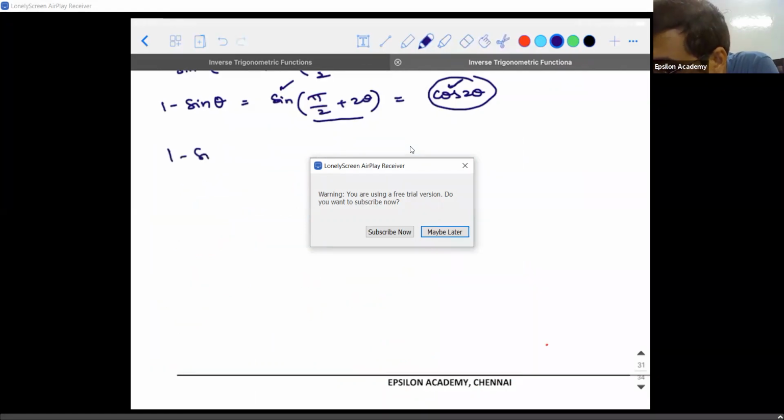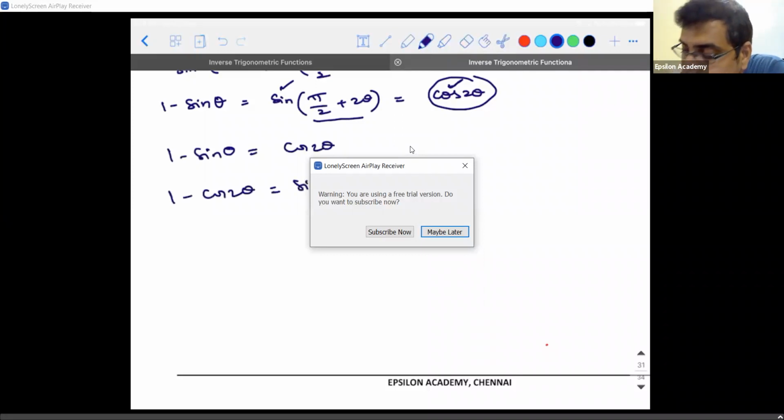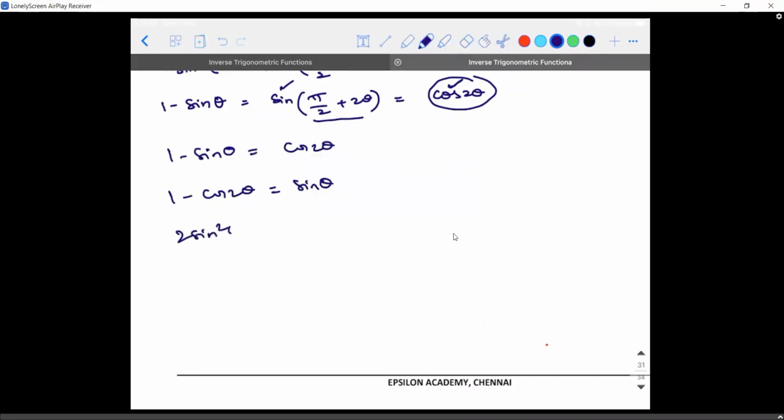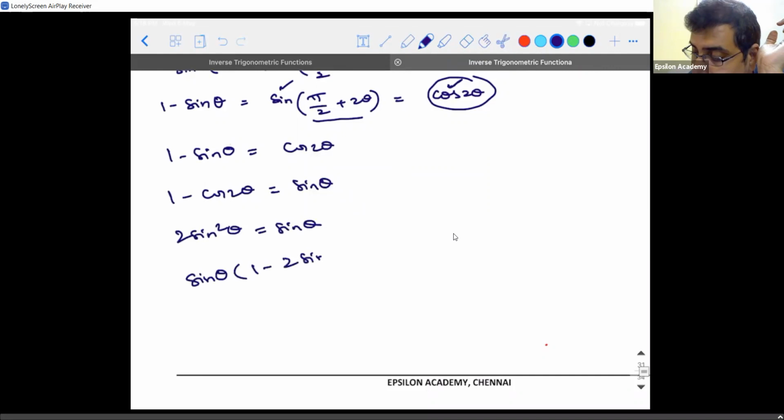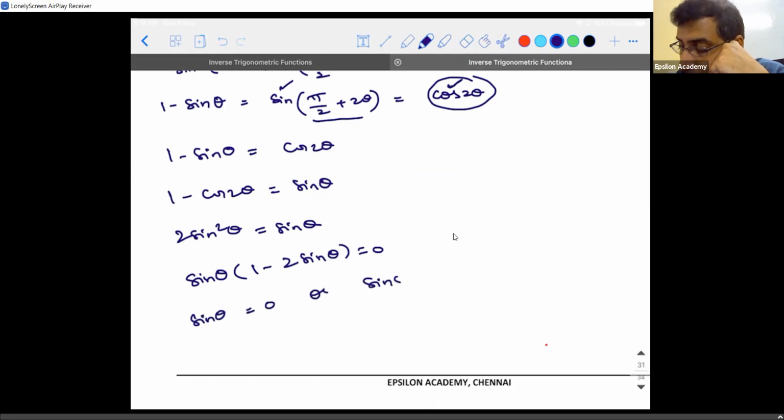So 1 minus sine theta is equal to cos 2 theta, right? Now things are simple. 1 minus cos 2 theta is equal to sine theta, right? So it is 2 sine square theta is equal to sine theta. Again, don't cancel the sine theta. What are we supposed to do? Sine theta into 1 minus 2 sine theta is equal to 0. So sine theta is equal to 0 or sine theta is equal to half.